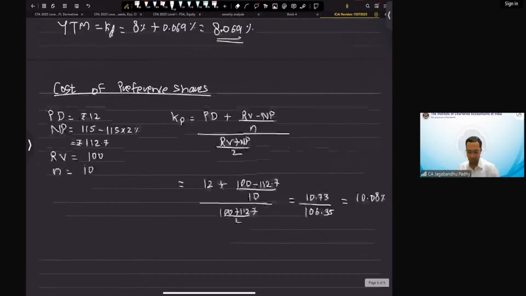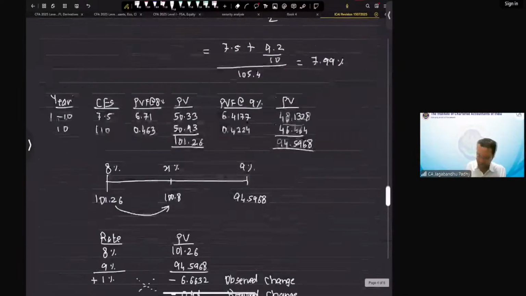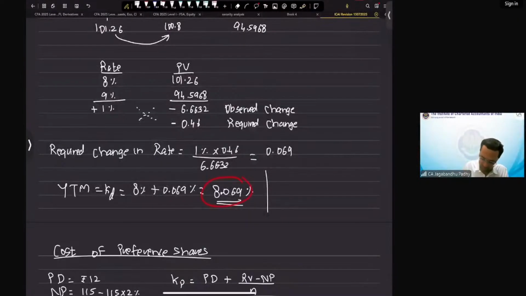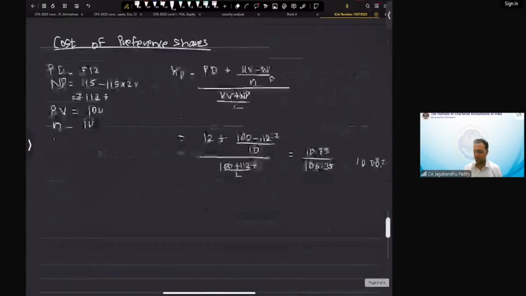Now, this is obviously the approximate rate. By the way, this is not the final cost of debt because they have stated to be taking the average. So one of the numbers was 7.99, other we got as 8.069. So the cost of debt is going to be 8.069 plus 7.99, the whole divided by 2, which is 8.03%. The cost of debt on an average basis.